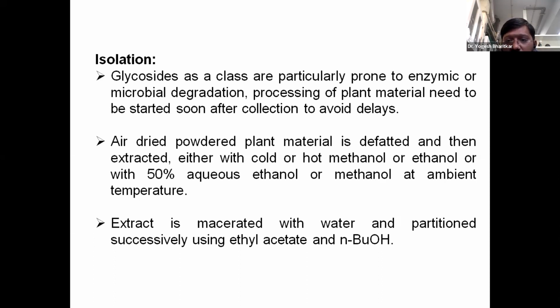Air-dried powdered plant material is defatted and then extracted with cold or hot methanol or ethanol, or with 50% aqueous ethanol or methanol at ambient temperature. The extract is macerated with water and partitioned successively with ethyl acetate or n-butanol. The water and n-butanol partition is required because the plant mainly contains some inorganic material, so we have to remove that inorganic material.